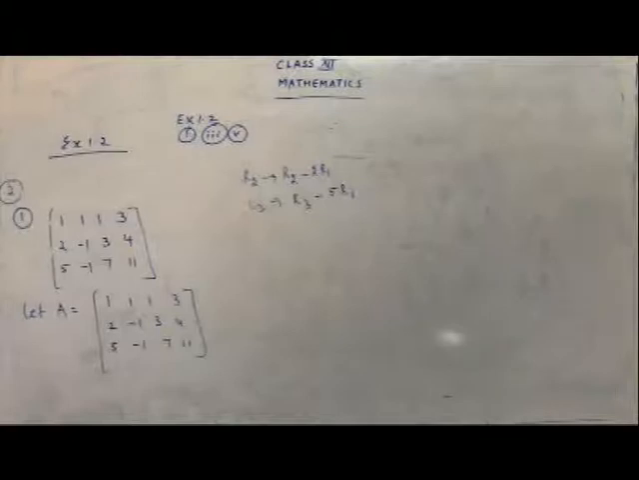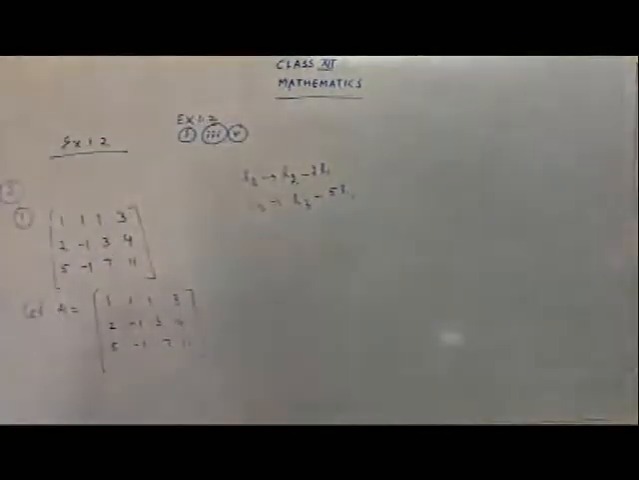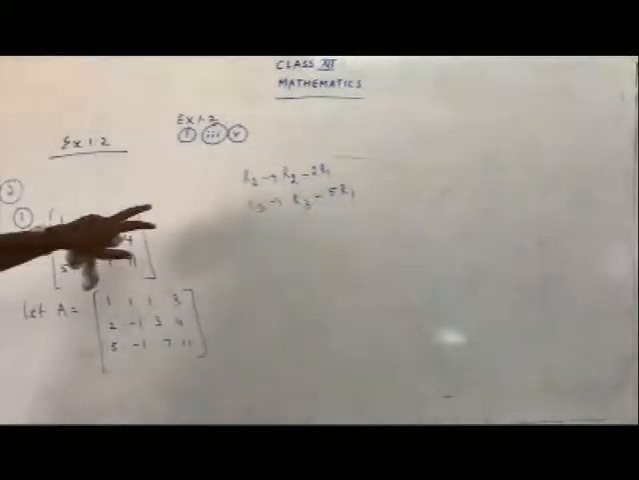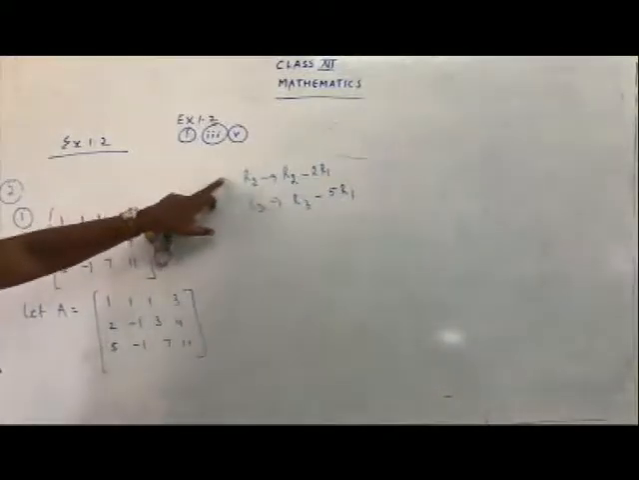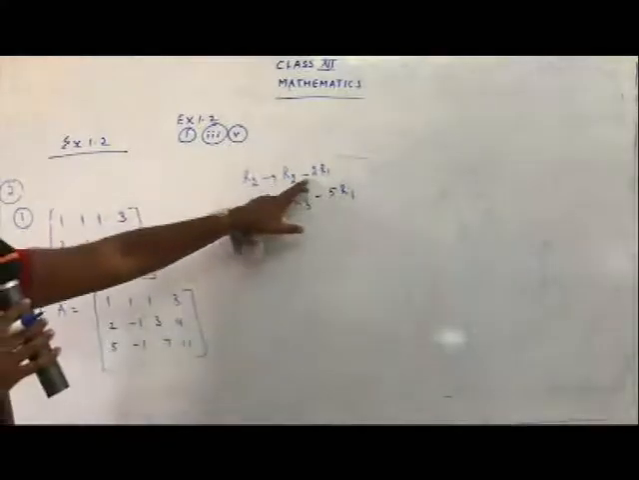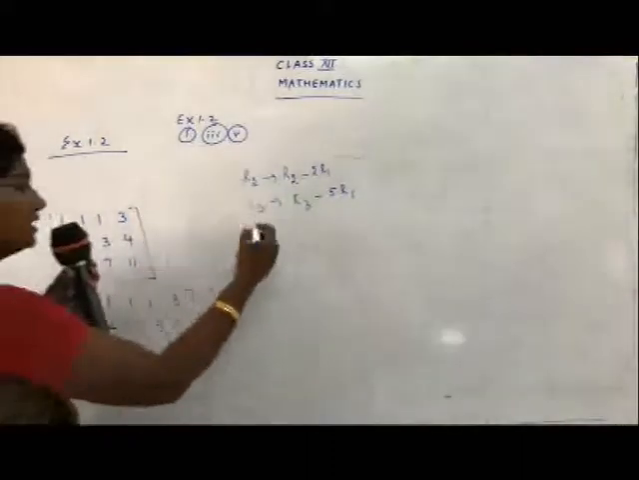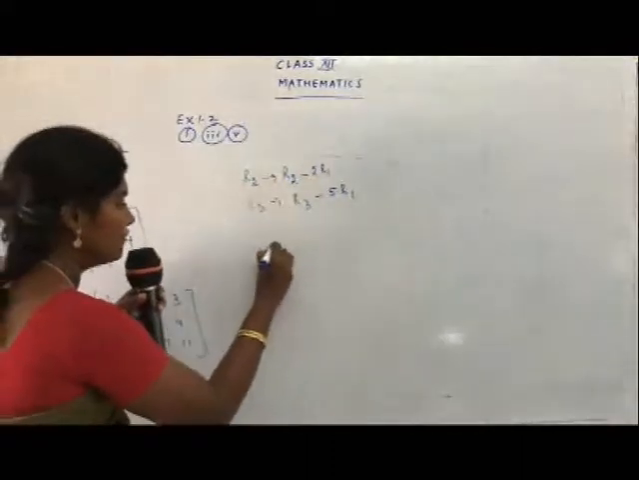I hope the first conversion is clear to you, children. So how is R2 changing? R2 is changing as R2 minus 2 R1. And how is R3 changing? R3 is changing as R3 minus 5 R1. So which point are we following? We are following the third point: the sum of the row and the non-zero scalar multiple of another row. Instead of sum, what are we doing here? We have taken subtraction. That's the same. Actually, how is it the same, you know? Instead of plus, what we have taken is plus of minus.